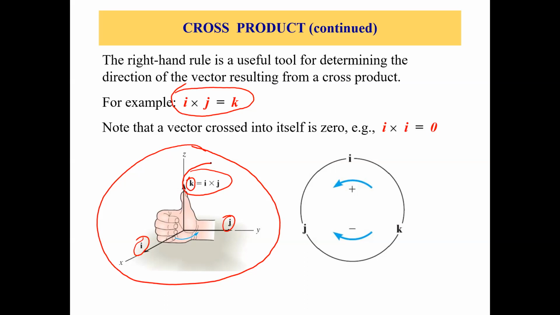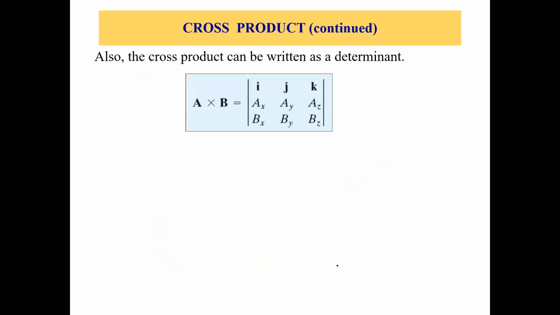And one more important thing: I cross I equals 0, J cross J equals 0, K cross K equals 0, because you cannot curl your fingers. All right, okay, let's move forward.